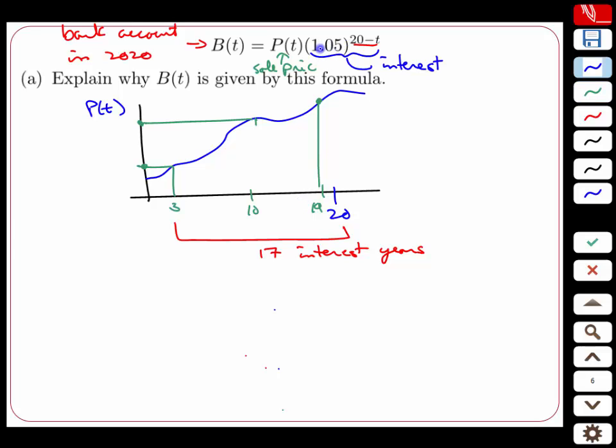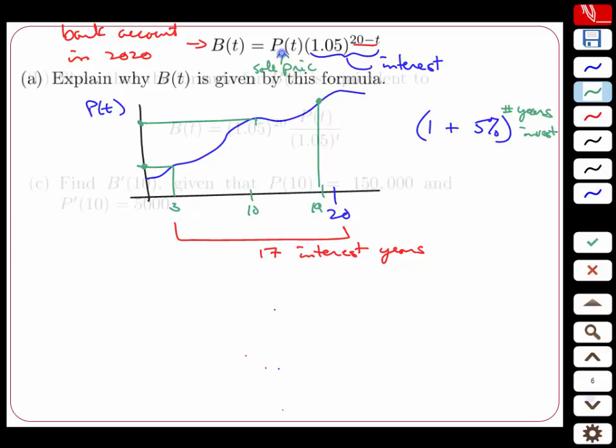Why is it this particular formula? Well, because we have 5% per year and it's compounded annually, we're always getting our 100%, what we started with, plus 5%, to the power of the number of years that we're investing for. And so when we use 20 minus t, that tells us how long we're going to be investing our sale price for.